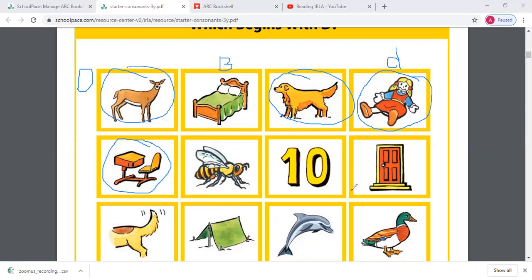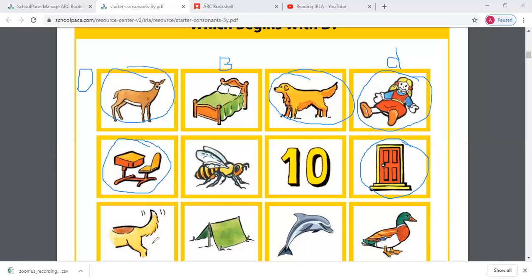All right, let's move on over to this next one. This is a picture of what number? The number 10. Does that start with the letter D? No, it doesn't. Good job. That starts with what letter? Ten. T, T. Great job. Ten starts with the letter T. All right, our next picture is a door. Does door start with the letter D? Yes, it does. Great job. Door has a consonant sound d, d, and it starts with the letter D.